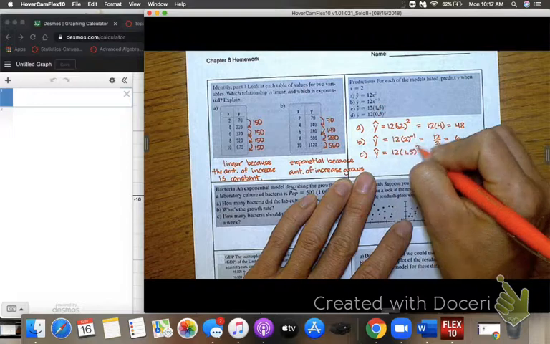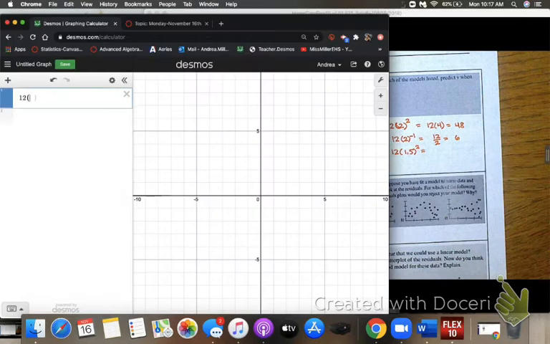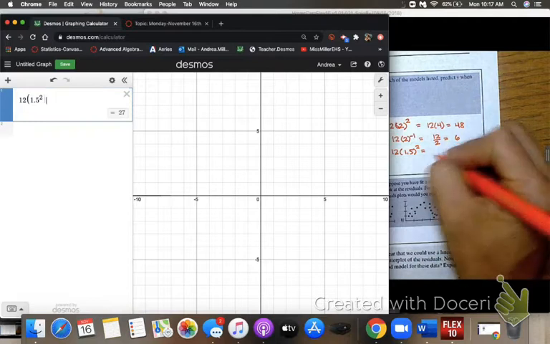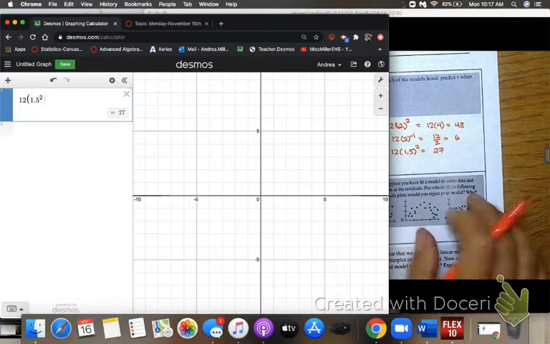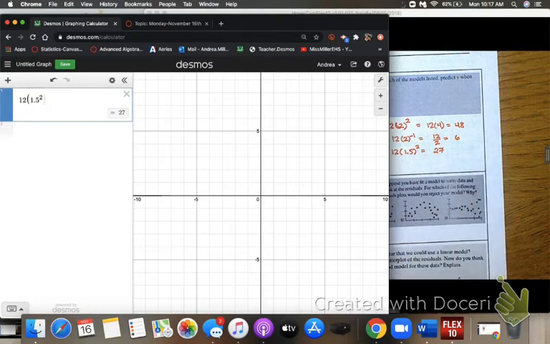I'm going to go to Desmos to help me with this. So 12 times 1.5 raised to the second power. And that's giving me 27. And then the next one is going to be part D.